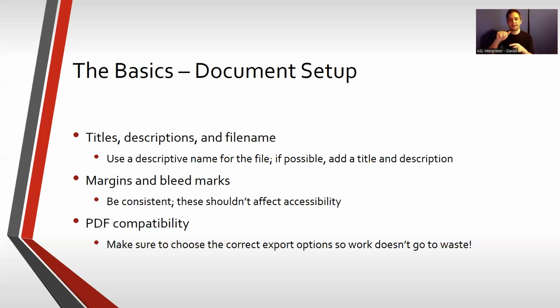And then finally, PDF compatibility. You're doing all this work in InDesign or Microsoft Office. You don't want that to go to waste. So when you save your document to Acrobat PDF, you want to make sure that you're choosing the correct export option that enables that accessibility tagging. If you don't do that, all those headings or all that stylization you've done is gone and you have to redo it all over. So this is one of the big things to do. And I'll make sure to show you guys that near the end of the session.